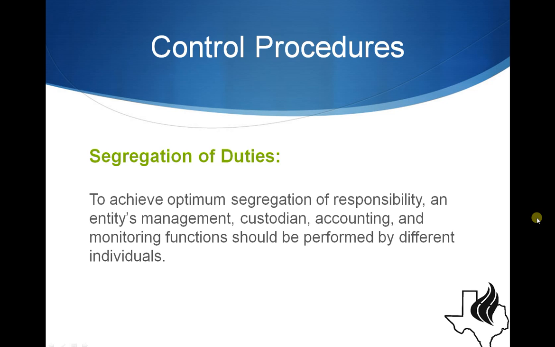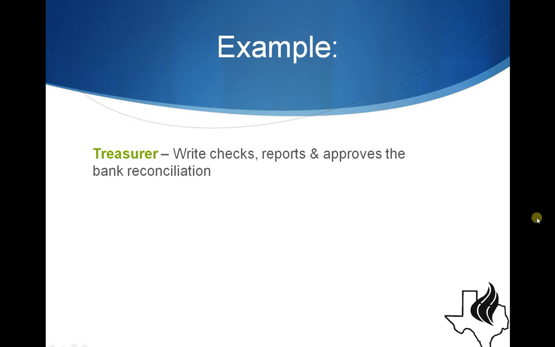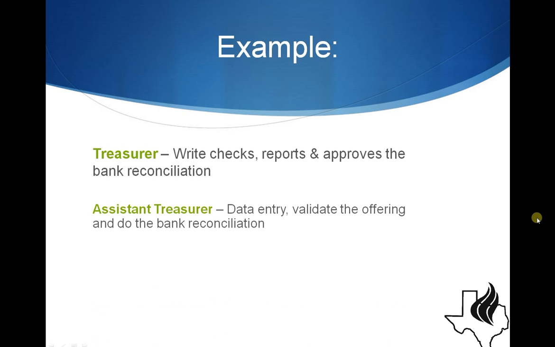by different individuals. For example, the treasurer writes checks, reports, and approves the bank reconciliation. The assistant treasurer does the data entry, validates the offering, and does the bank reconciliation. And the deacons validate the offering.